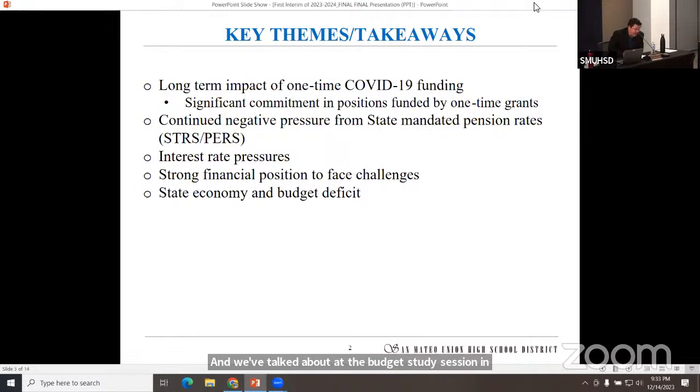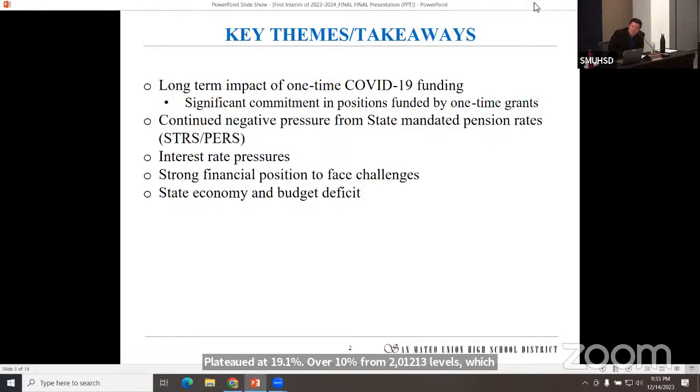We have continued negative pressure from state mandated pension rates. While the STRS rate has, at least for the time being, plateaued at 19.1%, up over 10% from 2012-13 levels, which was at 8.25%.